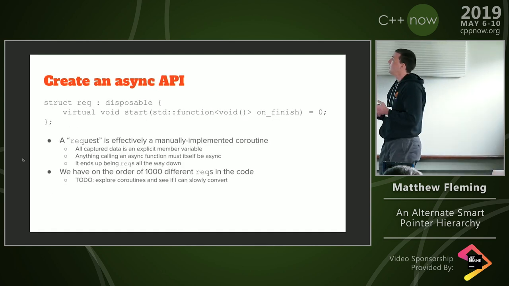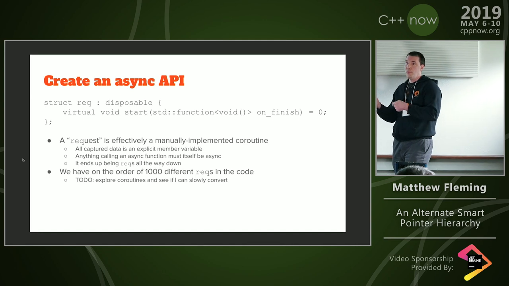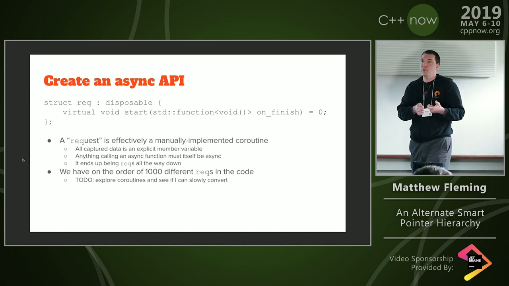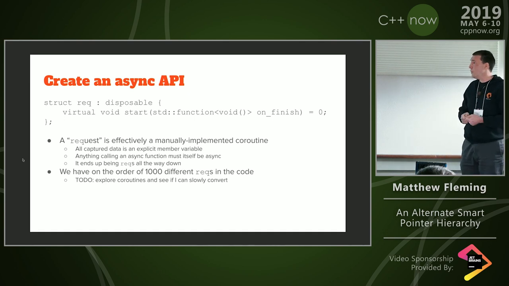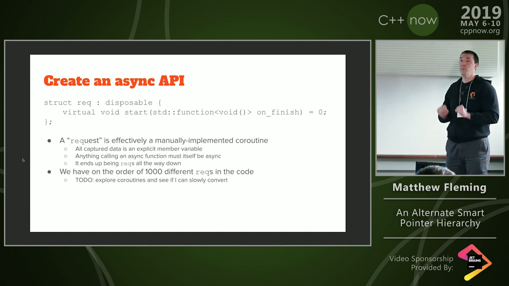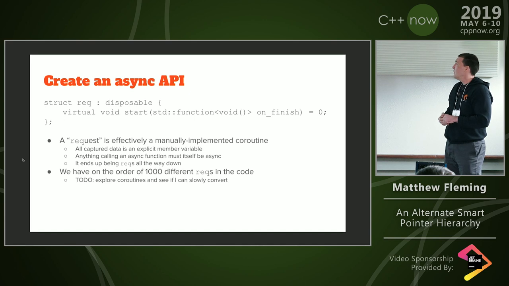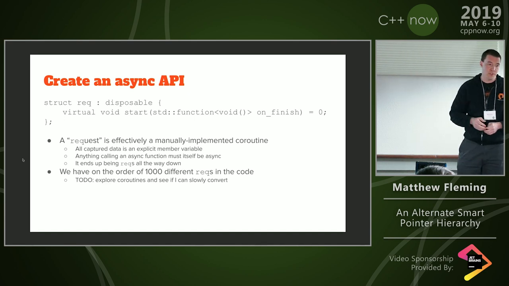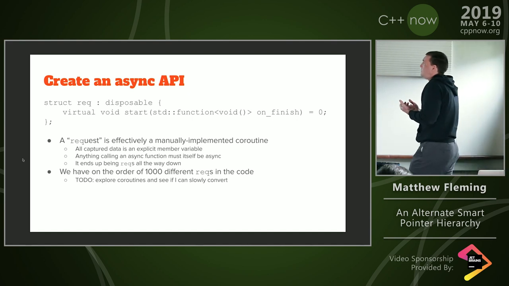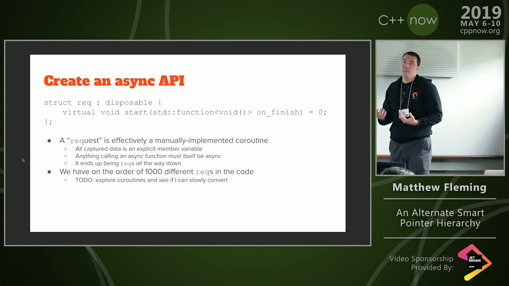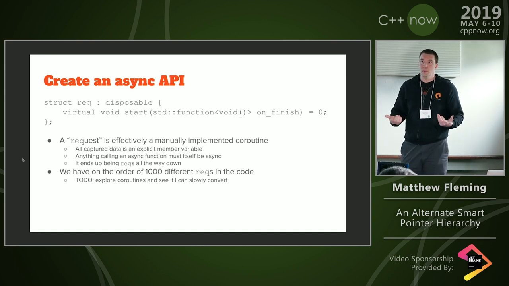It's a request. It is disposable because the person who has a handle to this request owns it. They own the resource in some sense. And there's only one thing you can do with a request, and that's say start. Start this piece of work. And you give it a functor to say, here's what you do when you're done. We don't actually use std::function, but it's sort of the easiest thing to type. So we're going to implement coroutines manually because it's the only thing we've got available.